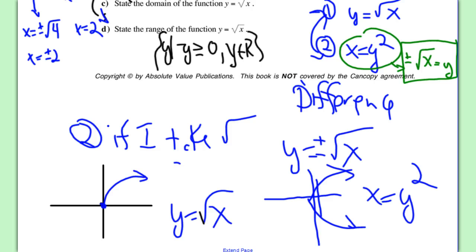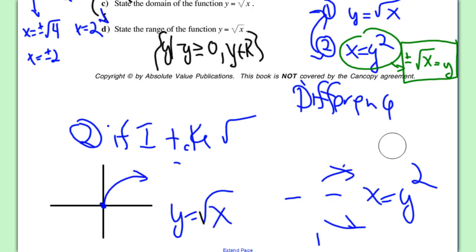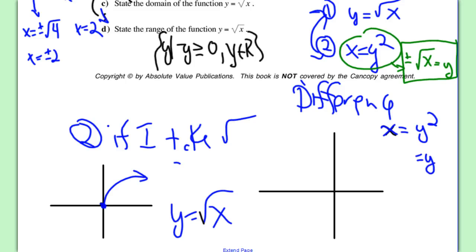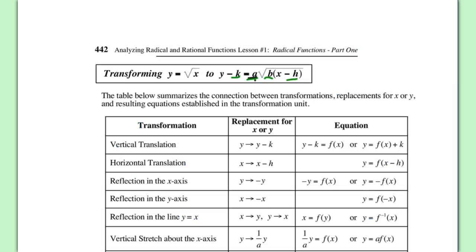If somebody asked you to graph x equals y squared, you would take the square root of both sides, and you would graph y equals plus or minus square root x, which would give you both a positive branch, square root x, but it would also give you the negative branch, which would be y equals minus square root x. So just a little bit of clarification on positive and negative square roots and the operation of taking square root.